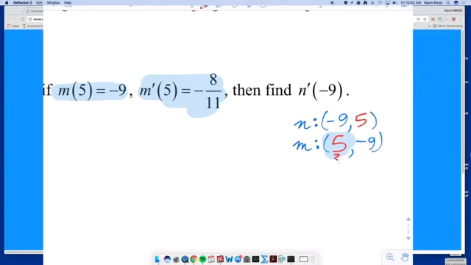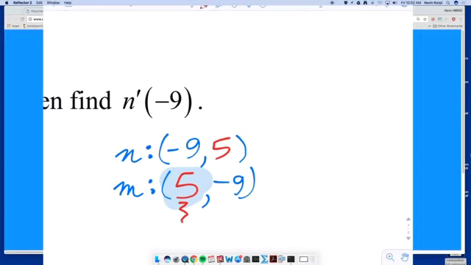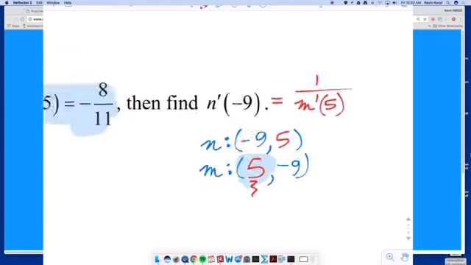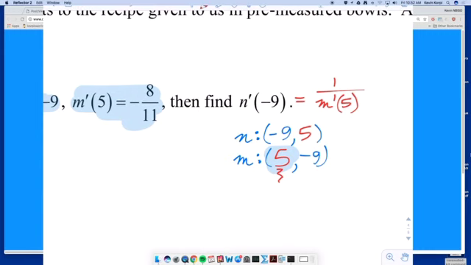But 5 is the magical ingredient to this recipe. That's what I was looking for. Because now n prime of negative 9 is 1 over m prime of what? 5, right? Inverse functions at corresponding inputs, negative 9 and 5, have reciprocal slopes. Well, gosh, now I need to go out and find m prime of 5. Where does a fella get that? It was given to me.